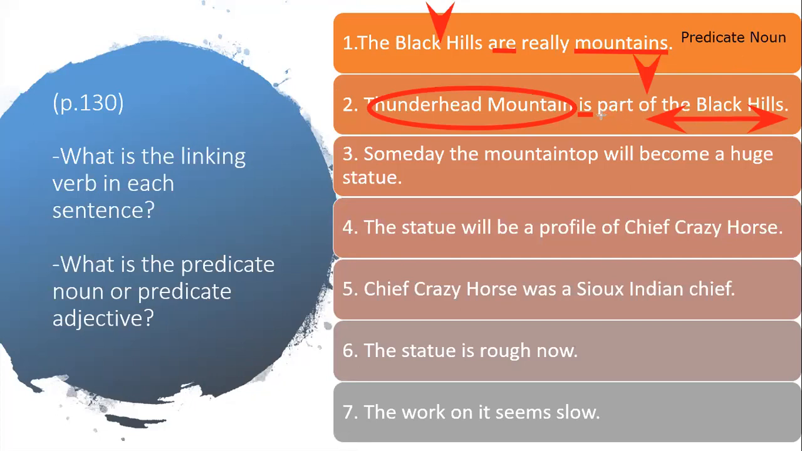You guys are so smart. If you said part, yes, part is a word that renames Thunderhead Mountain. Okay? It's saying that it's a part. So in this case, because it's renaming the subject, is it a predicate noun or is it a predicate adjective? If you said predicate noun, then you are once again correct, my friend.